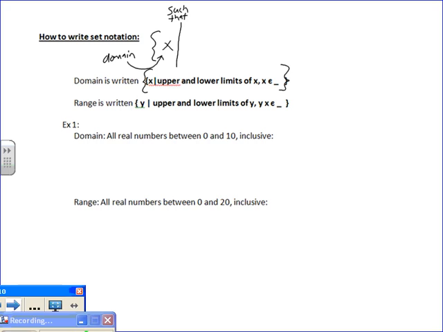So x is such that, and then we're going to put the upper and lower limits of x. And we put the lower limit first. So this would be our lower limit. For example, let's just say it's 10. Then we put an x in the middle, and we want to say that x is greater than our lower limit. So we say x is greater than 10, or if it's equal to 10, we'll use the correct sign here, but this is just an example. And then we would say it's less than the upper limit. Let's say the upper limit is 20.